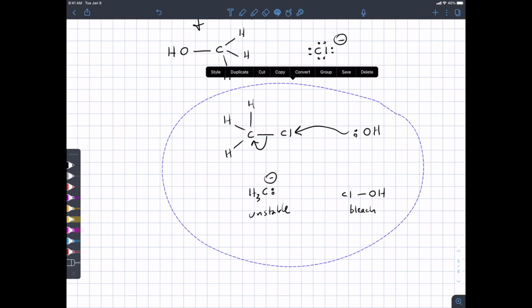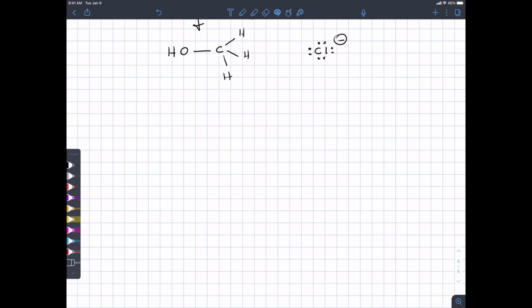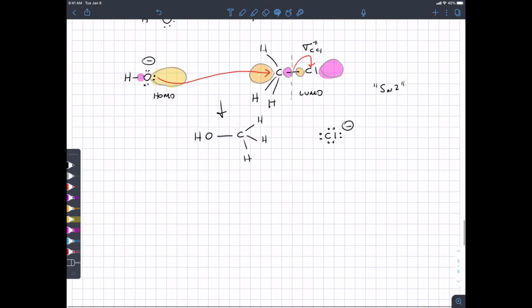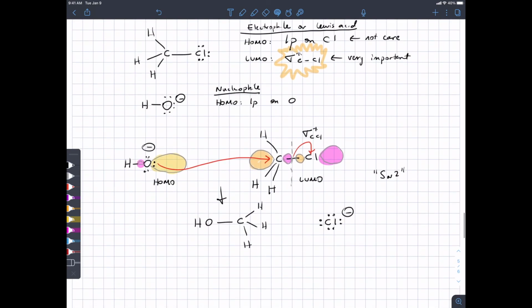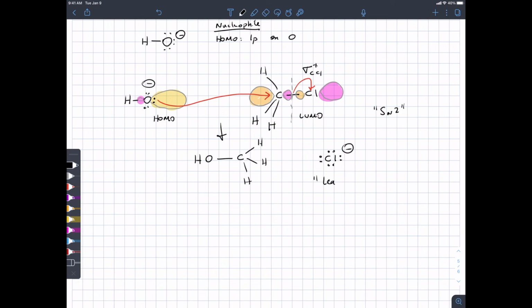Other questions? So just to clarify, the reason that the bond broke on the carbon-chlorine is because it was anti-bonding? That's right. So the reason that the carbon-chlorine bond breaks is because we put electrons in the anti-bonding orbital. And those electrons have to go somewhere, so they go with the chlorine. We're actually going to call the chlorine the leaving group because it leaves with the electrons.